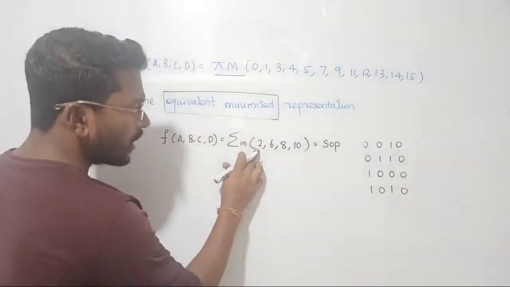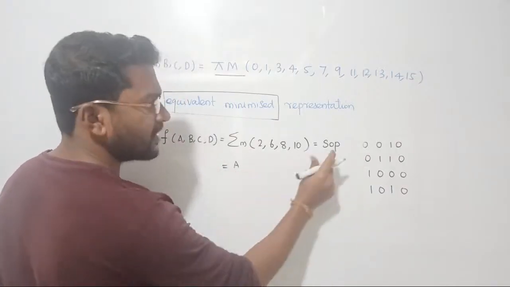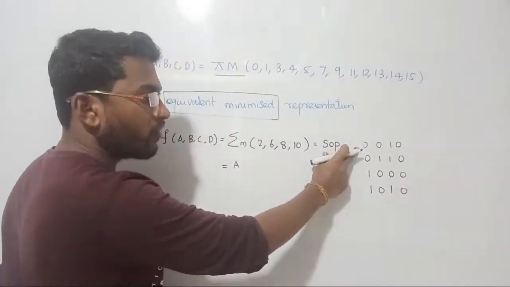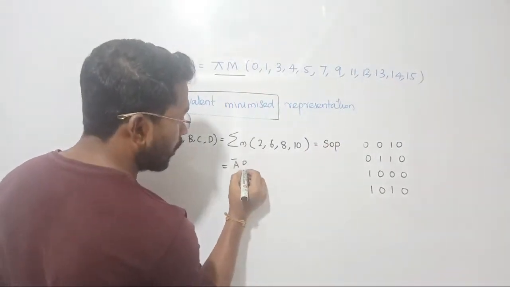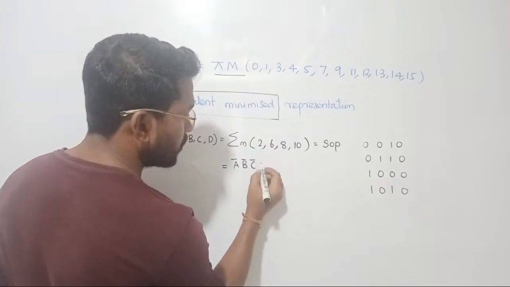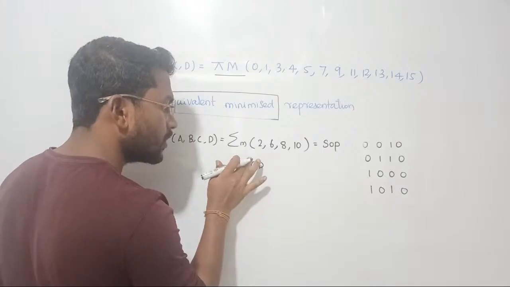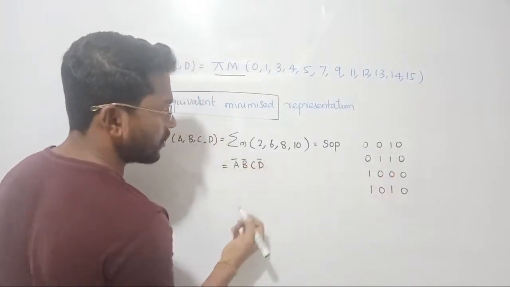Clear? Let's continue with this. For 2, its equivalent minimized expression, how will you write? Directly. See, zeros are not acceptable in SOP form. So the answer is going to be A bar, B bar, C bar, D bar. No, that is 2. Sorry, I did not notice. 1 is acceptable but 0 is not acceptable.